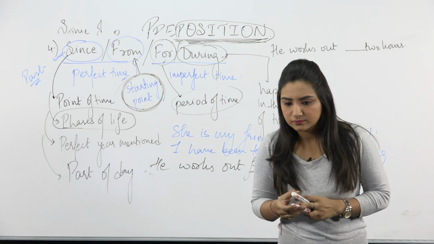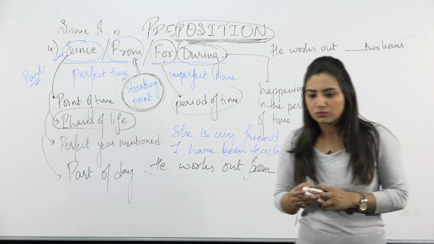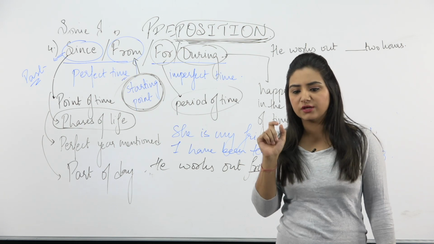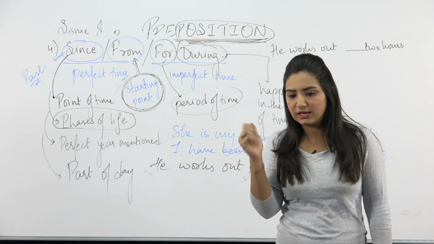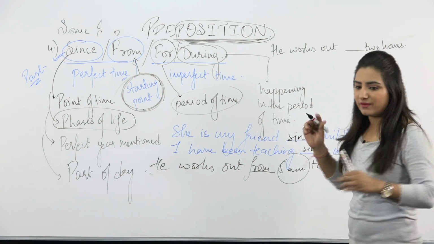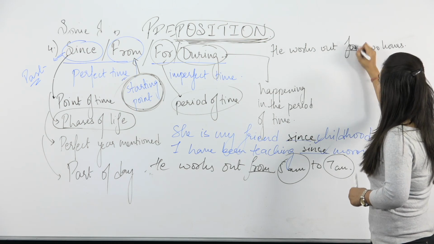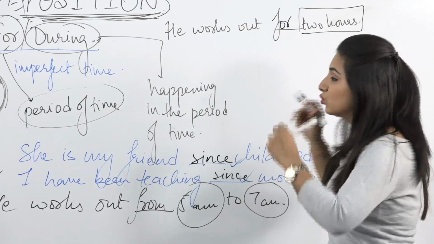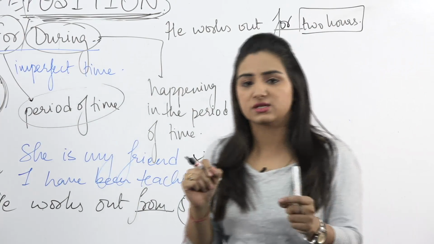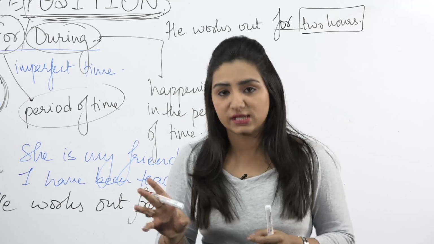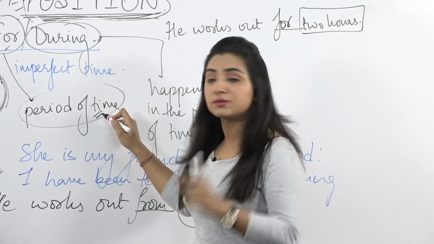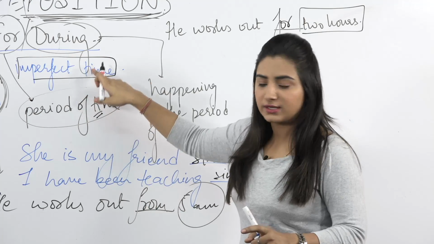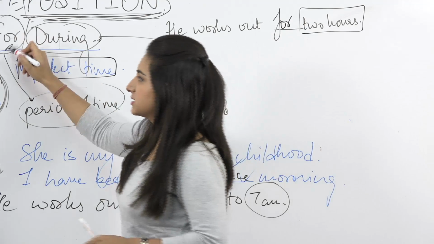Quickly, what should I write here? Okay, Sajan has answered for. Then Isha has answered for. Ranu, Shubham, Aniket, Abhiman, you all have answered correctly that we'll use for here. Now, why are we using for here? Because we are not sure which 2 hours it is. We don't know which 2 hours these are, but we are sure that it's a period of time and it's an imperfect time. When we have imperfect time and we have a period of time, what we'll place is for.